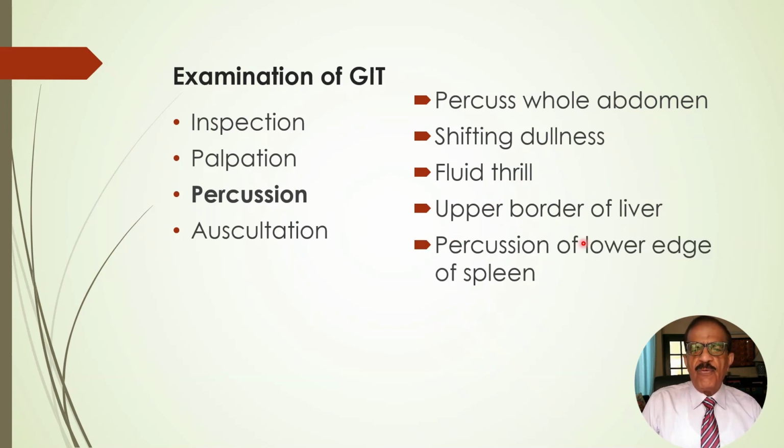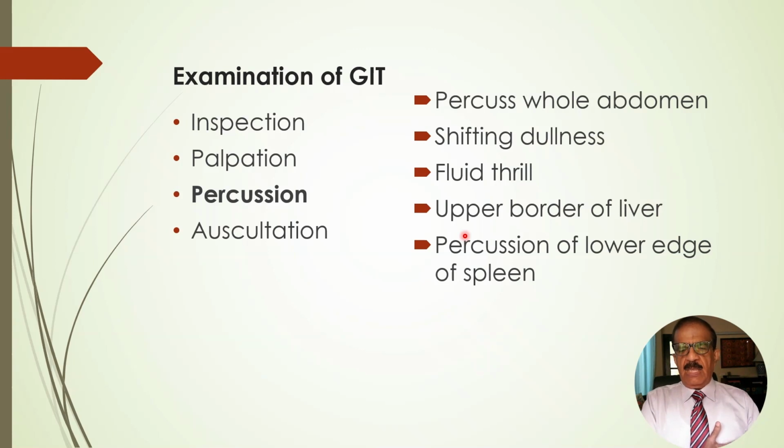Then percussion of the lower edge of the spleen. Now when would you do this? The spleen is present in the abdomen below the diaphragm on the posterior side. Normally the spleen is not palpable. It has to enlarge to a significant size, maybe 2.5 times, before it becomes palpable. So before it becomes palpable, the only way to pick up splenomegaly is by percussion.